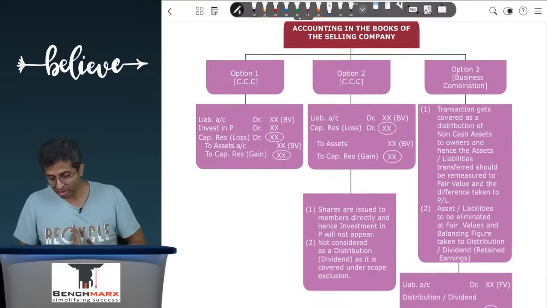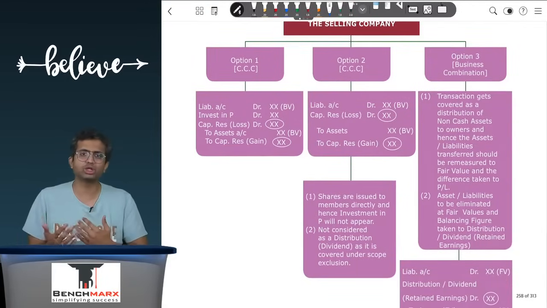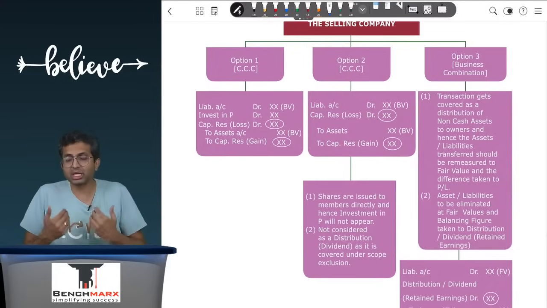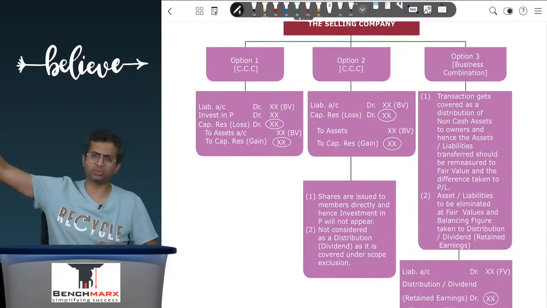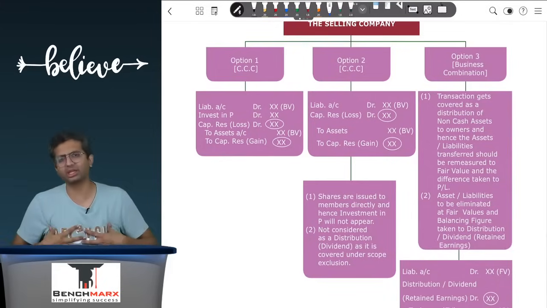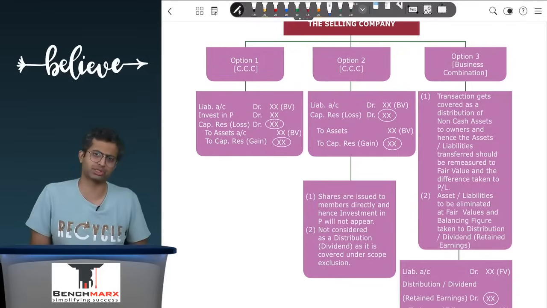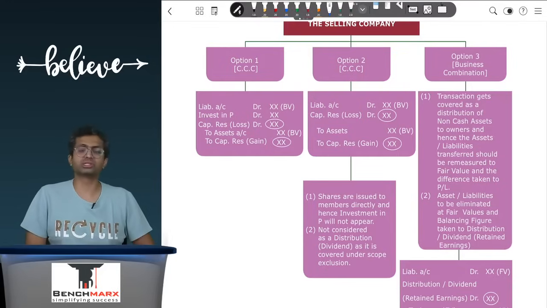In stage 2, that is option 2, again you will remove the liabilities, you debit the liabilities, you will credit the assets. But in case 2, the piece is directly going to the members, and hence I do not retain any investment, and hence no investment is shown. Balancing figure, if any, will directly be shown to the capital reserve. Gain or loss, as the case may be, on restructuring.